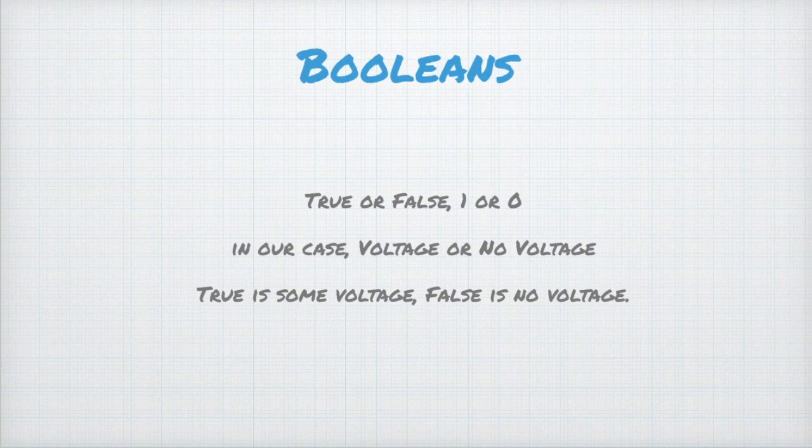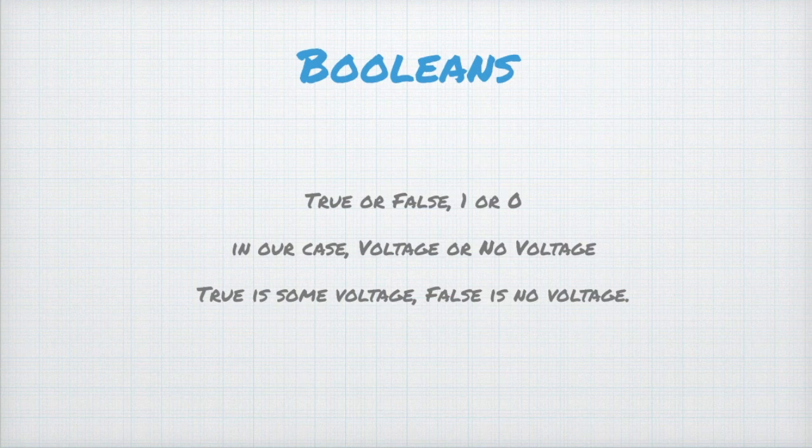Booleans tell us if something is true or false, like answering a yes or no question. In an electrical circuit, imagine a single button controlling the flow of voltage. If the button is pressed, voltage flows through the circuit. This corresponds to true. If the button is not pressed, there is no voltage, or false.